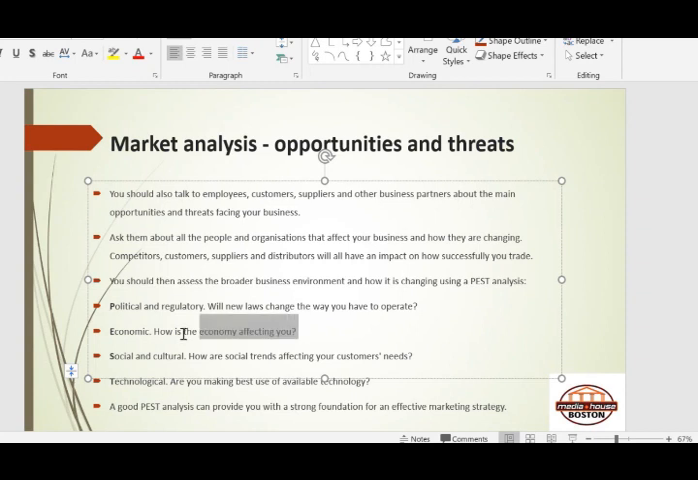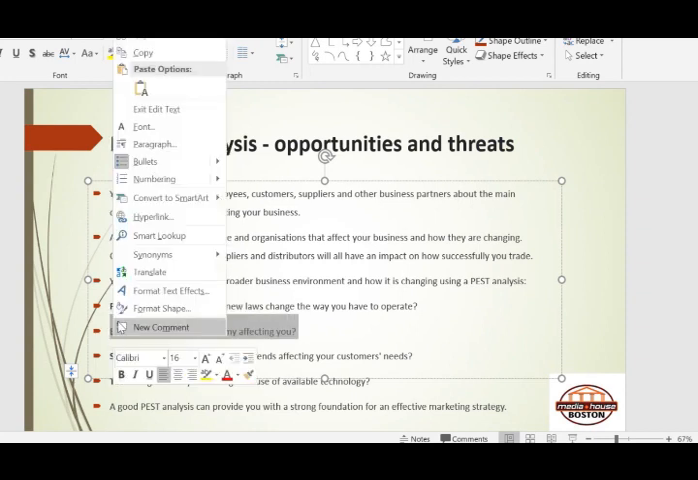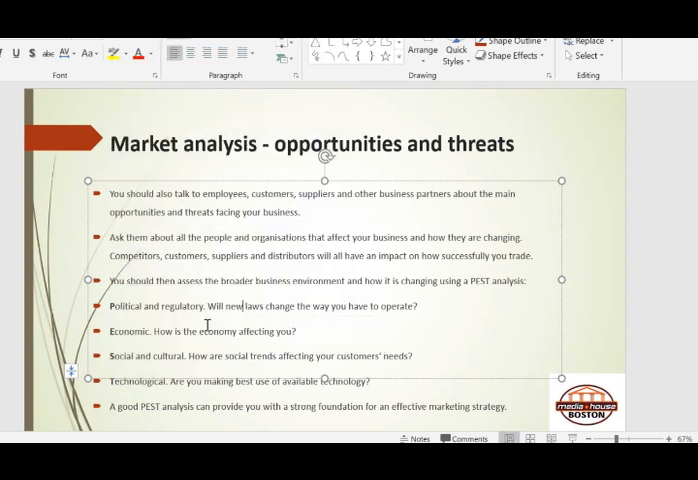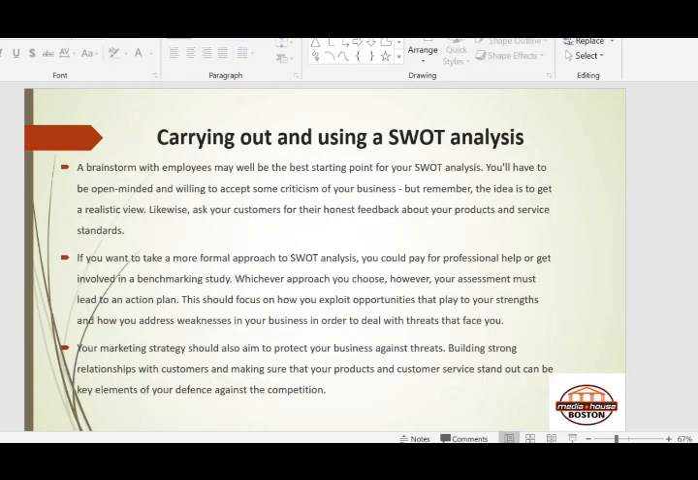Because we can work all of these to our advantage. Once you do the analysis, you can work each one of these to your advantage. Social and cultural: how are social trends affecting your customers' needs? And technological: are you making the best use of available technology, or are you stuck in a space that doesn't really have any traffic, and you are just a little bit too stubborn to move over to where the rest of the world is?